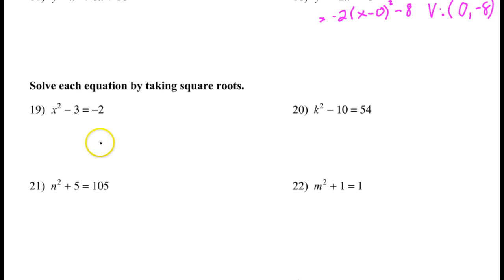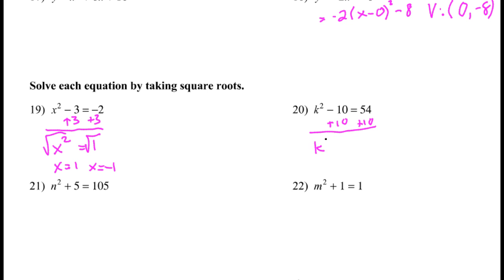Let's see here. And down here, just a little review of solving. Add 3 to both sides. x squared equals 1. So x equals 1 and x equals negative 1. Just trying to get the variable by itself. Add 10 to both sides. x squared equals 64. Take the square root of both sides.